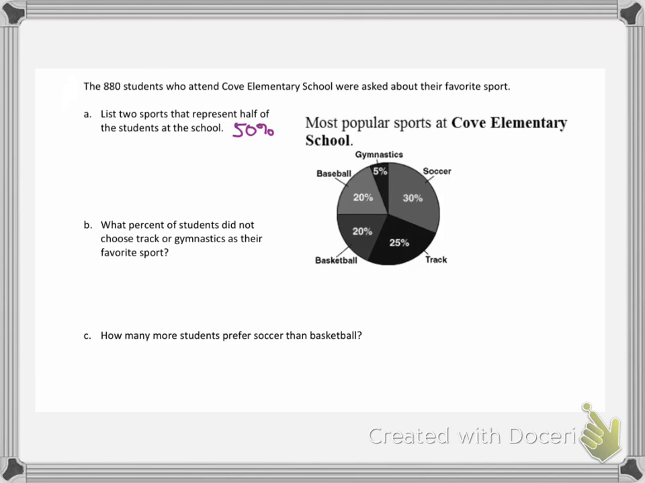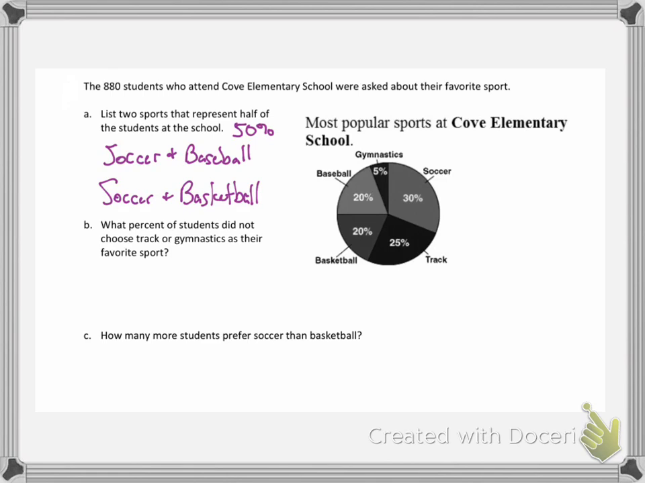So for 2 sports that make up 50%, there are 2 combinations you could choose. Soccer and baseball, because soccer is 30% and baseball is 20%. That would make 50. The other combination would be soccer and basketball. Same thing. Soccer is 30, basketball is 20, and that combined makes 50%. It says list 2 sports. There are other combinations you can make to get to 50%, but that would require 3 sports. So just make sure that you answer the question that's given and not give more information than you need.